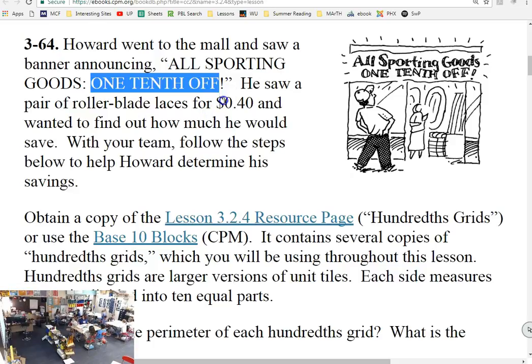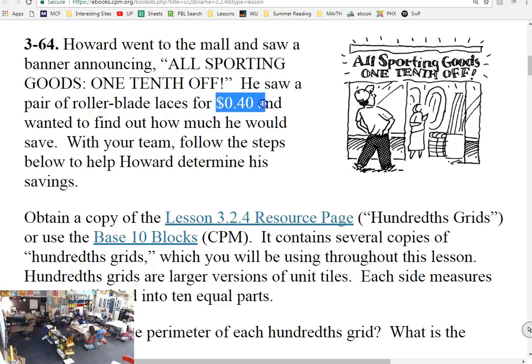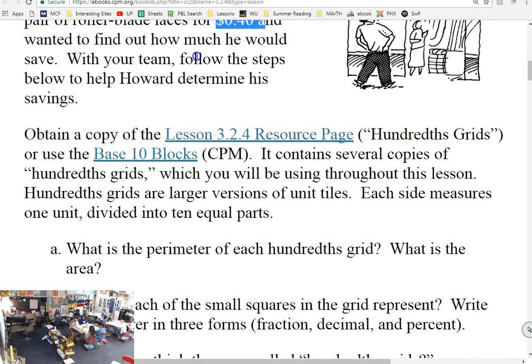Okay, so this is super cheap. Rollerblade laces are 40 cents. He wants to find out how much he would save. So, we need to work that out.